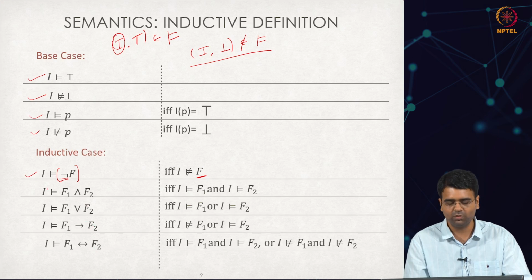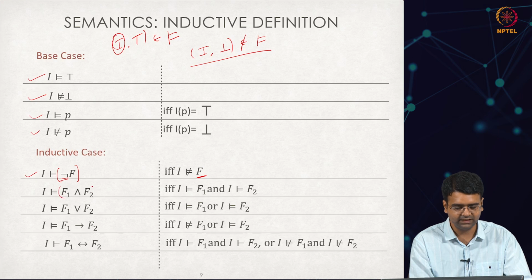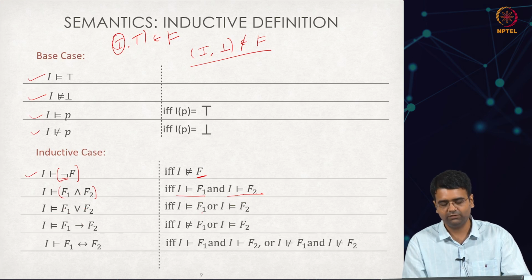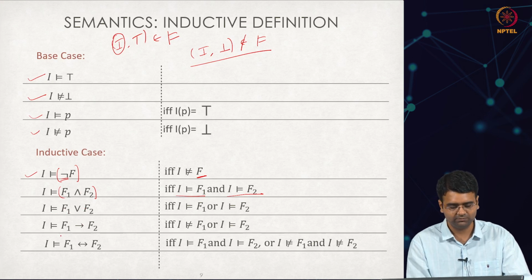Let's go through all of them. I is a model of F1 and F2, the entire formula, if and only if F1 evaluates to true under I, and I is also a model of F2. So if I is a model of F1 and I is a model of F2, then I is a model of the formula F1 and F2. Similarly, I is a model of the formula F1 or F2 if I is either a model of F1 or a model of F2.